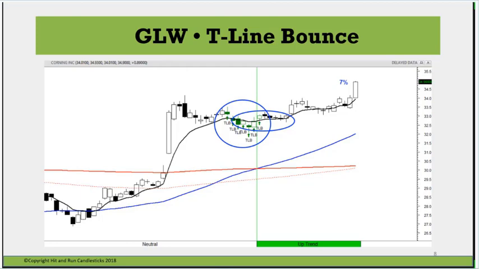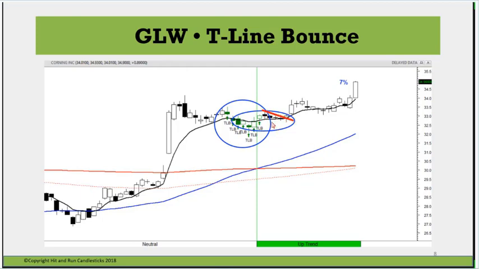So some things that we might be looking for is, as this thing starts to alert, and it alerts every time it's in that area, boom, boom, boom, boom, boom. This is a T-line bounce, bouncing off the T-line. I'll come back to what the T-line is in just a second. So it starts to alert. Well, you see how it pops up right there? And then we have a little flag.